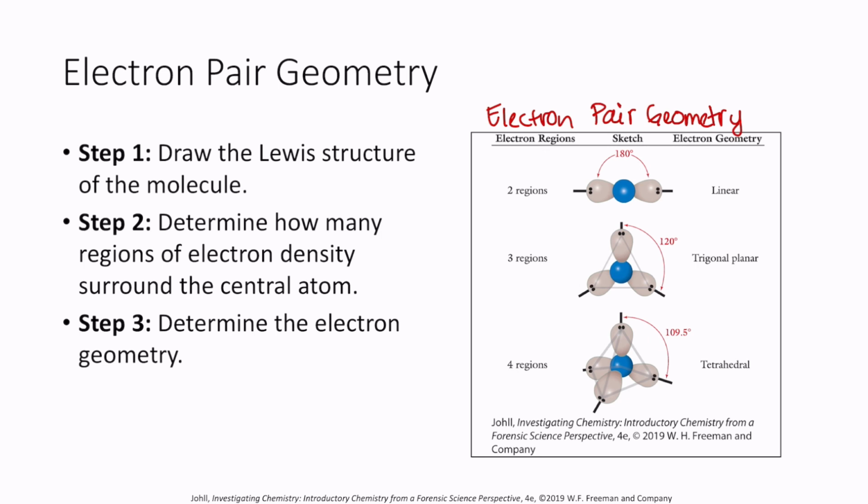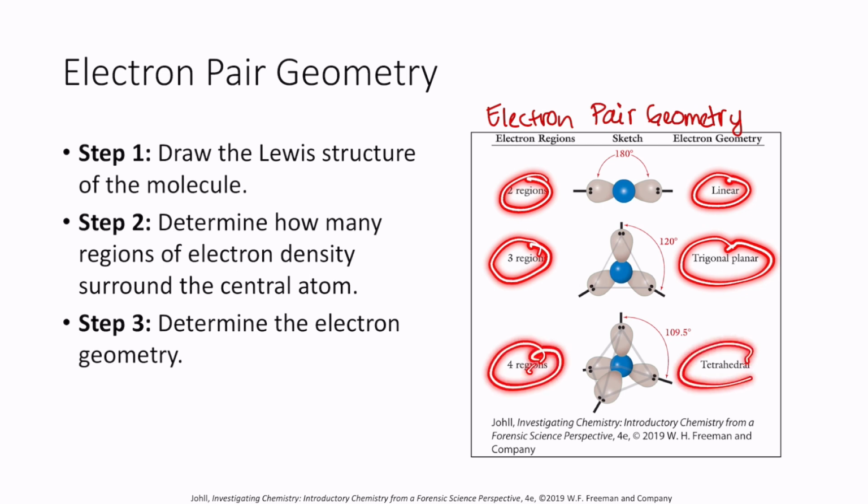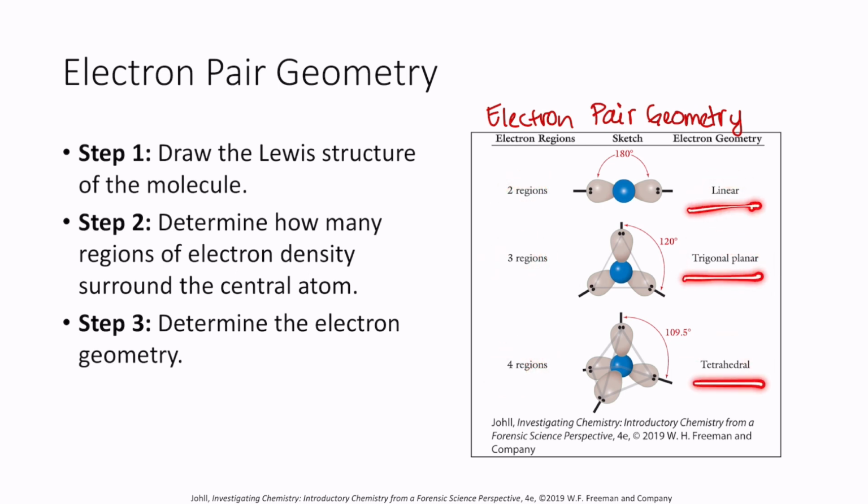And then we determine the electron geometry. If you have two regions, it's going to be linear. Three is trigonal planar, and four is tetrahedral. So these are the words that you need to be familiar with. If it is linear, the bond angle is 180. Trigonal planar, the bond angle is 120. And tetrahedral, the bond angle is 109.5. This is a big difference between the Lewis structures we drew with four things around the central atom. In the 2D, it looks like the bond angles are 90 degrees, and that's not the case.